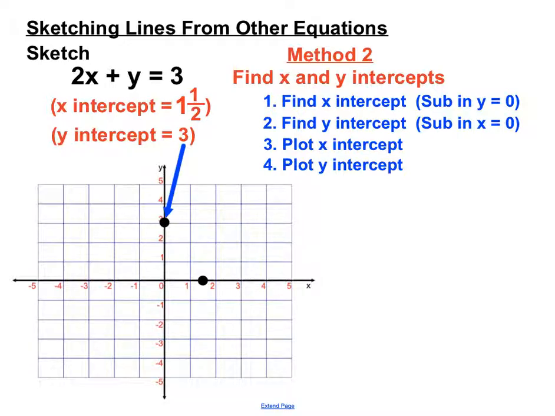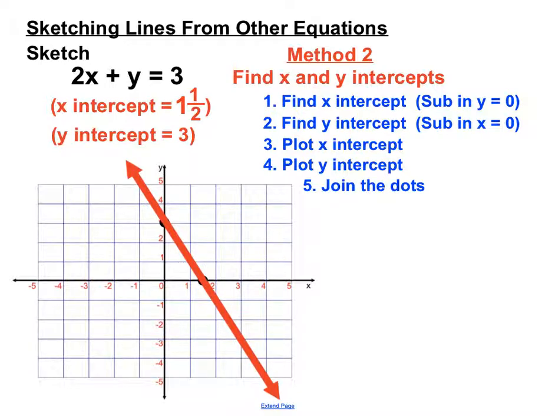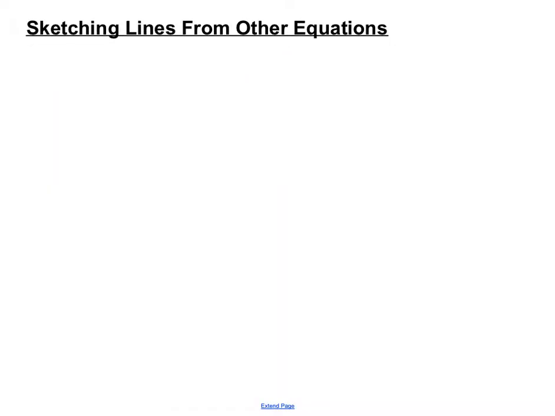And we've created 2 dots there. We'll then join the dots and label the line just on top there. Okay, so we've found the x and y intercept by subbing in y equals 0 and x equals 0 and just solving that little resultant expression. And we've plotted those 2 points and positioned that on the number plane. So that's method 2.